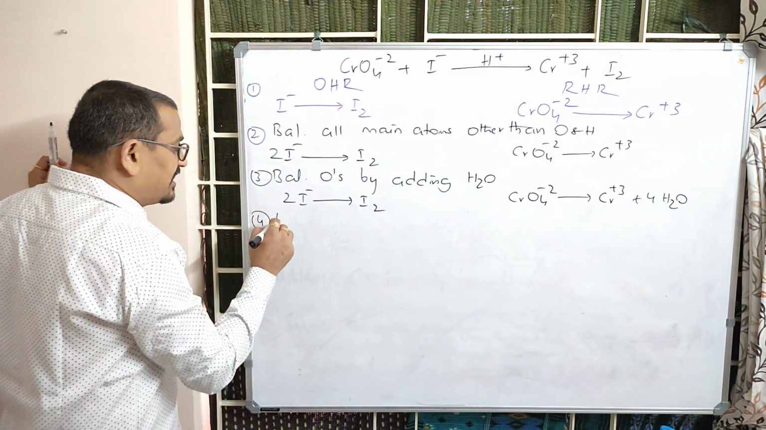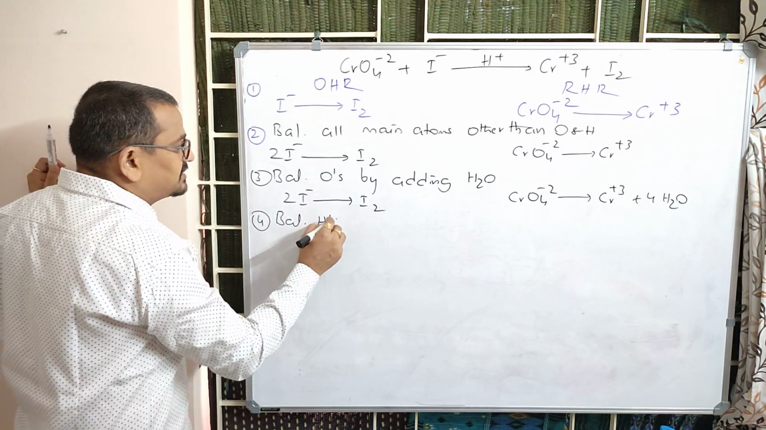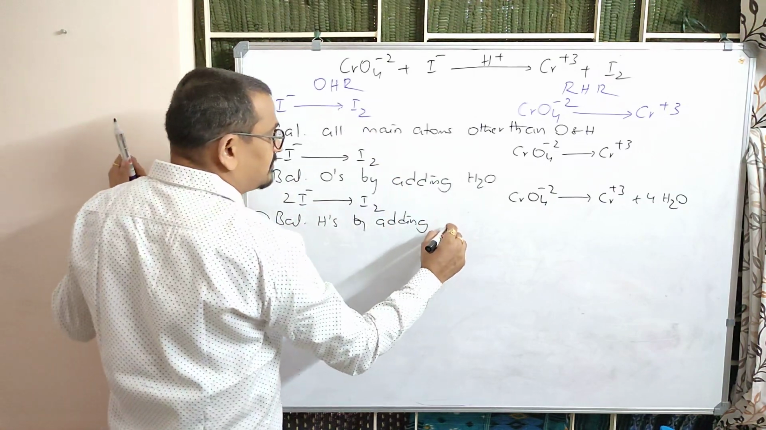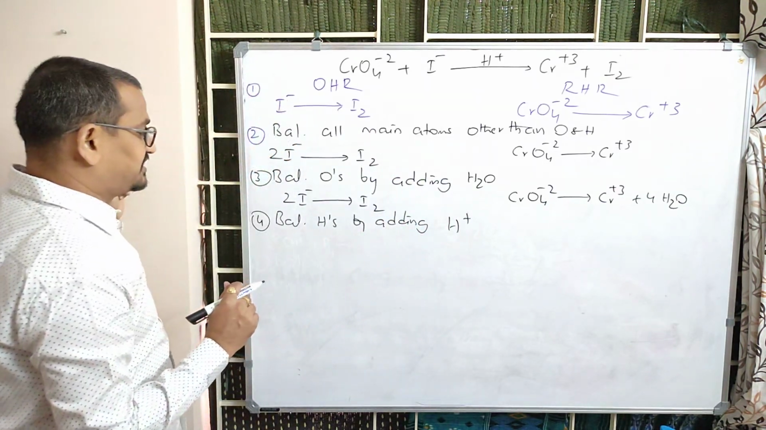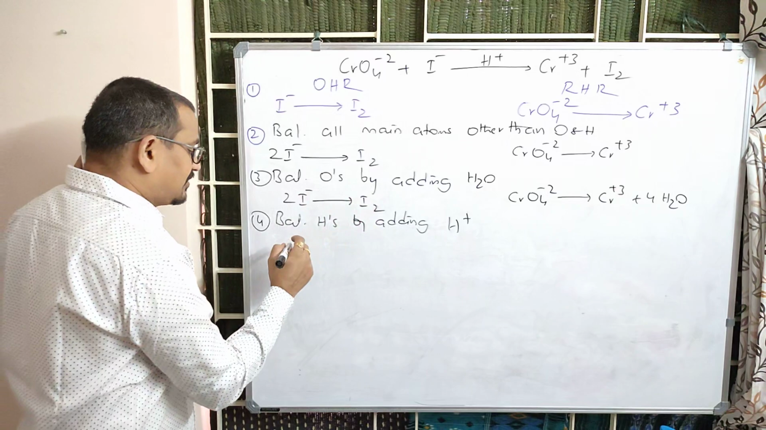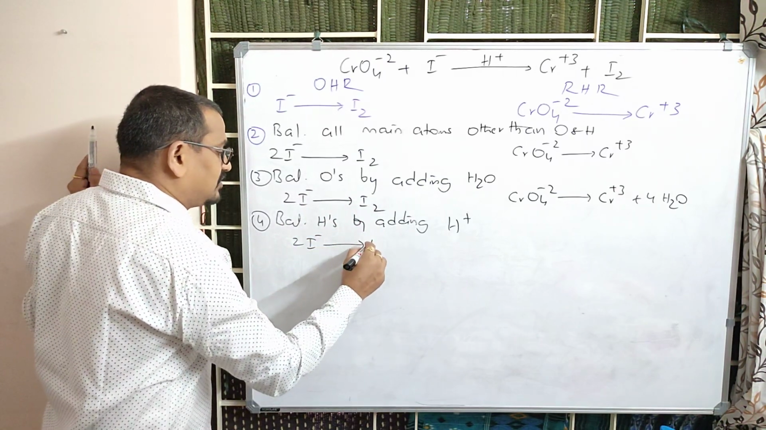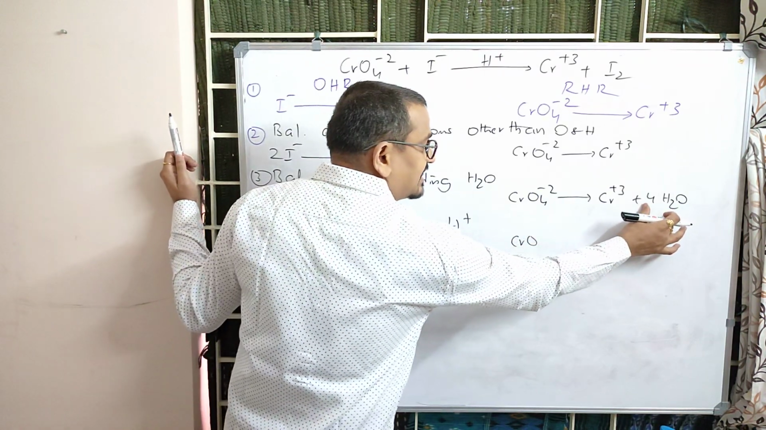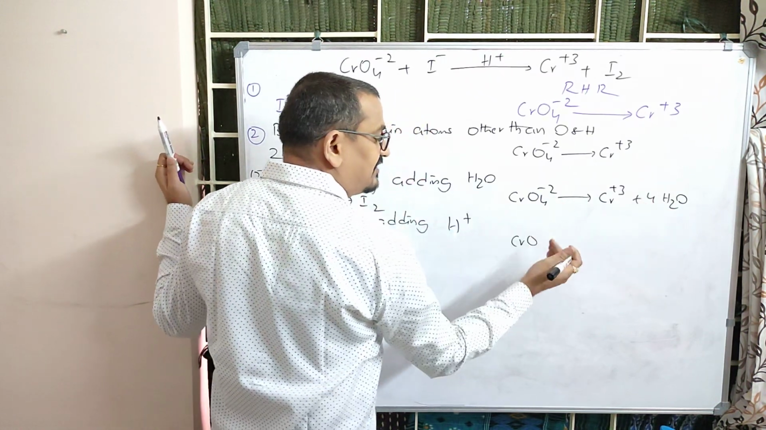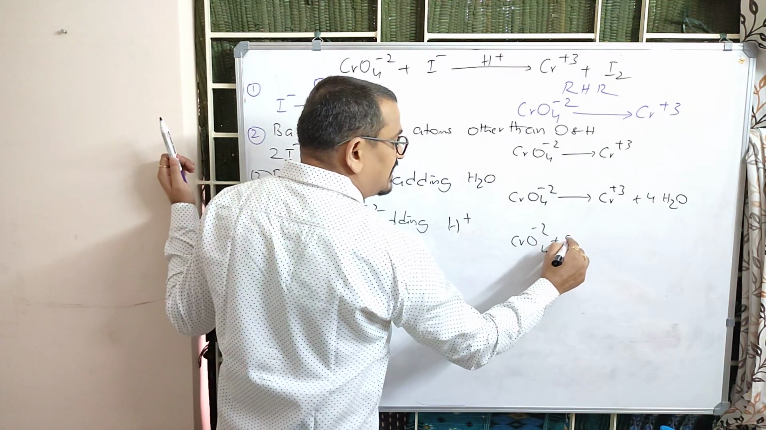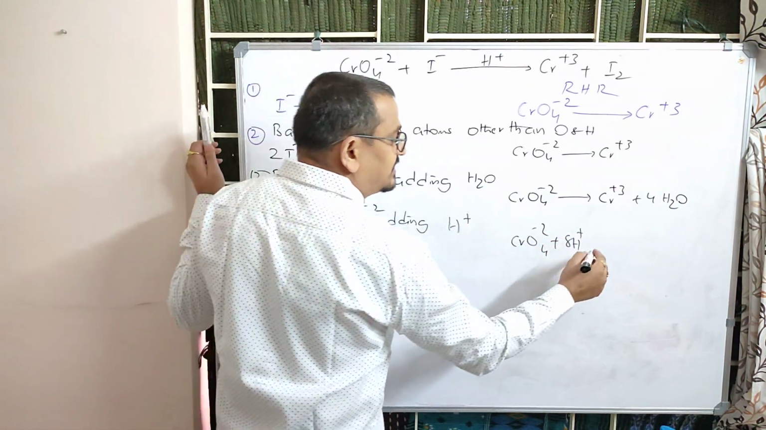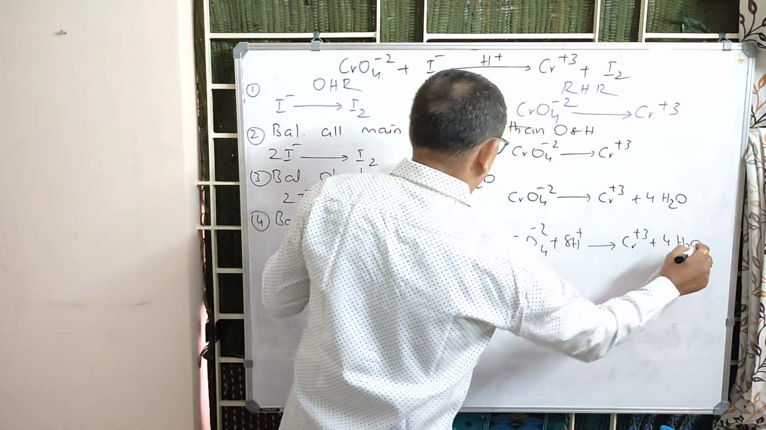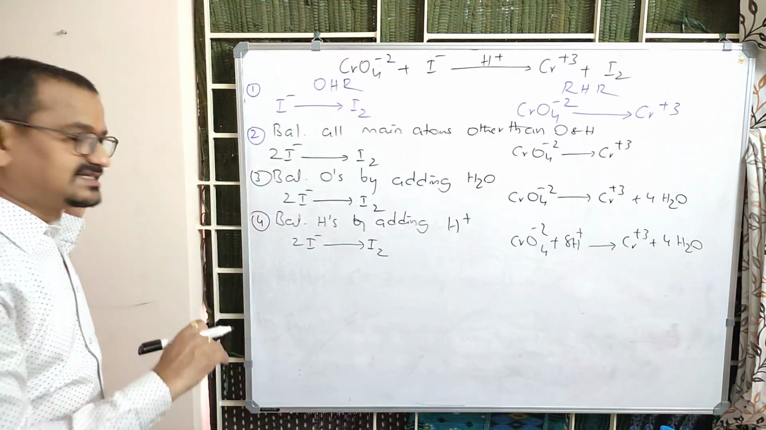Next step is balancing hydrogens. In acidic medium, how do you balance hydrogens? By adding H plus ions on the deficient side. Here and there, no hydrogens, so we need not balance for the oxidation half reaction. Whereas for the reduction half reaction, this side 8 hydrogens are there, left side no hydrogens. So to balance 8 hydrogens, we add 8H plus, giving rise to Cr plus 3 plus 4H2O. Now hydrogens are balanced.